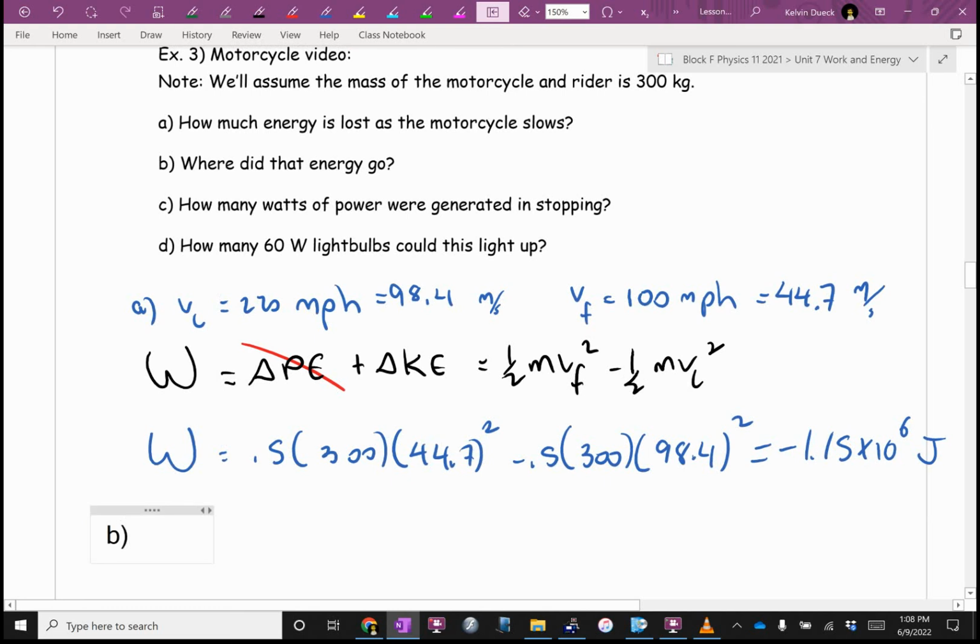Where'd that energy go? It's got to go somewhere. That's what the law of conservation of energy says. Where'd that energy go?